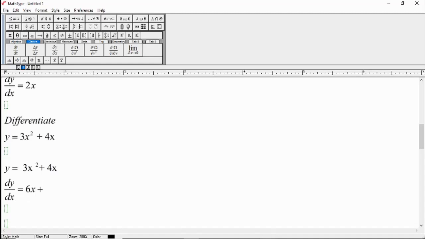Let's move on to our second term, 4x. 4x is the same as writing 4x to the power of 1. So you multiply 4 by the power of 1, which is 4. And then you subtract the power of 1 by 1, which is 0. So it'll be 4x to the power of 0.